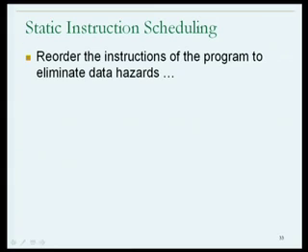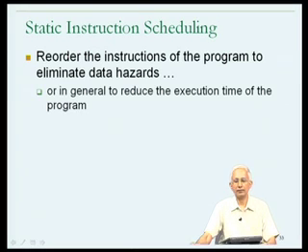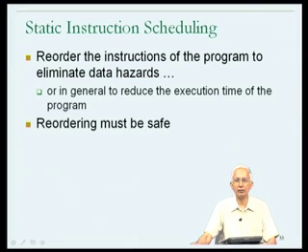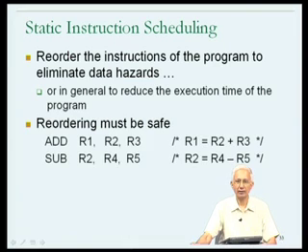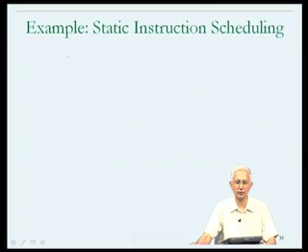The idea here is that the instructions of the program could be reordered to eliminate the data hazards, and we realize that arbitrary reordering of instructions may not be safe, and that the reordering must be done in such a way that the meaning of the program is not changed. So, if it is determined that two instructions are essentially independent of each other, then those two instructions could be interchanged, and that would form a basis for trying to do the reordering of instructions.